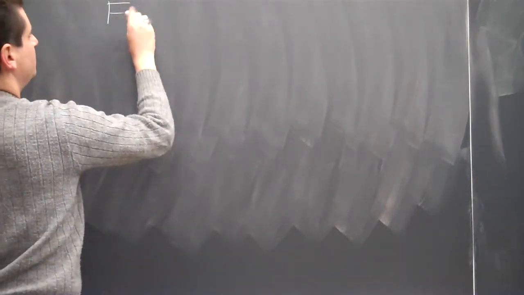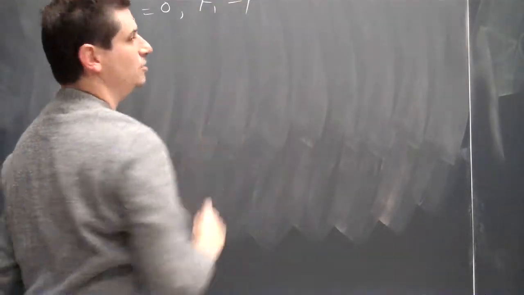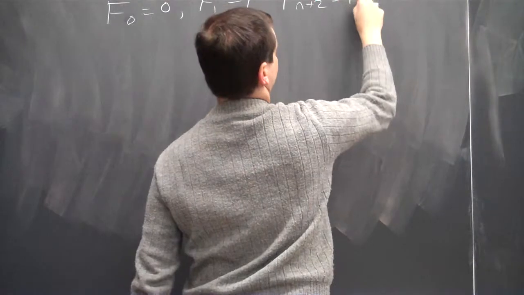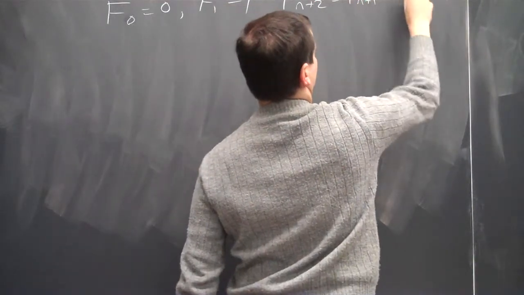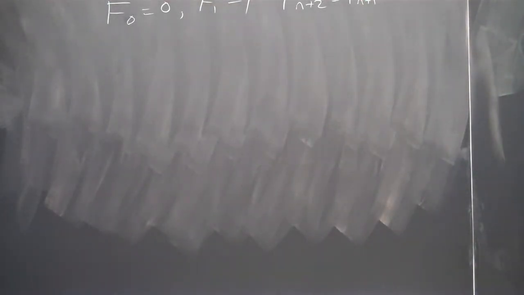There are lots of ways to define them. For us, I'm going to use the standard definition: F0 is 0, F1 is 1, F_{n+2} is F_{n+1} plus F_n. If you do some research with me, you'll see a slightly different definition, which is actually more useful for some things. So the question is, how do we figure out what the nth Fibonacci number is?